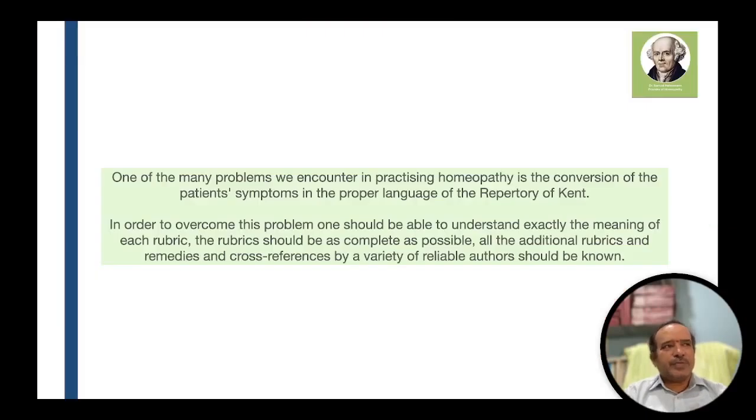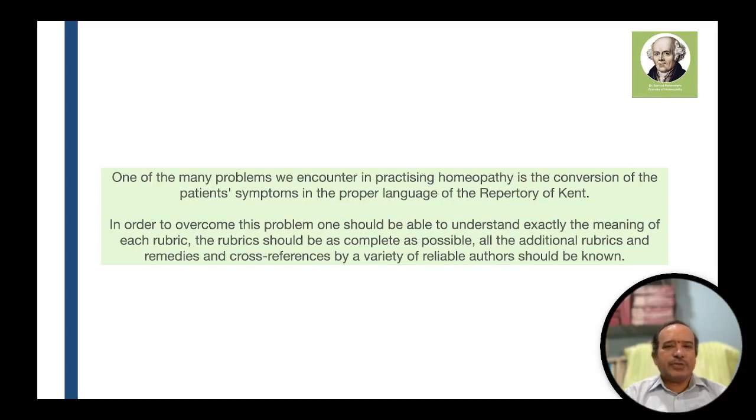One of the many problems we encounter in practicing homeopathy is the conversion of the patient's language into repertorial language. In order to overcome this problem, one needs to understand exactly the meaning of each rubric. The rubrics as complete as possible, and the additional rubrics, remedies and cross references by a variety of reliable authors should be known. When we select the accurate rubric, the very nearest rubric, we get the almost accurate remedy. By reference to the materia medica, we can confirm whether we are giving the right remedy or the wrong remedy.